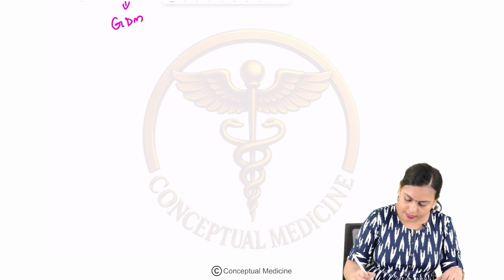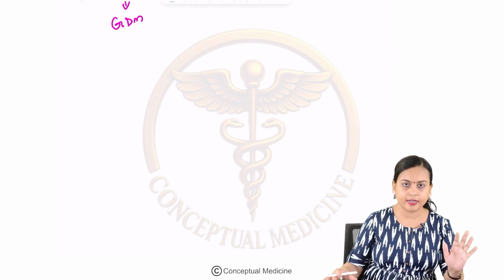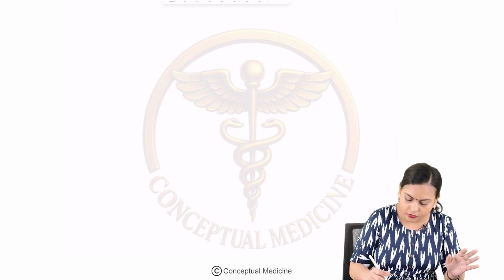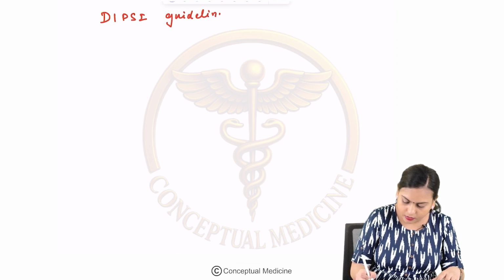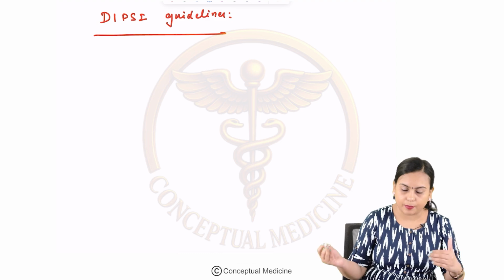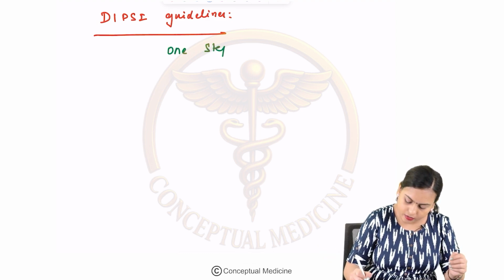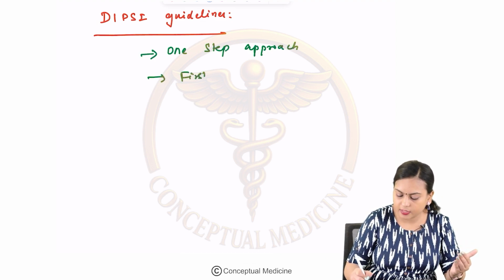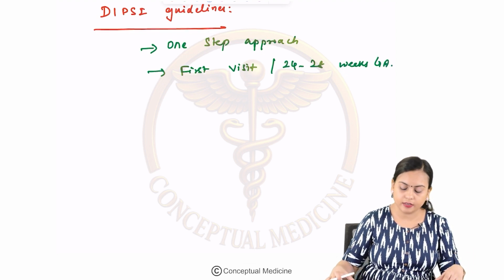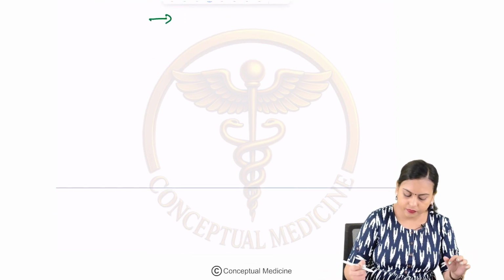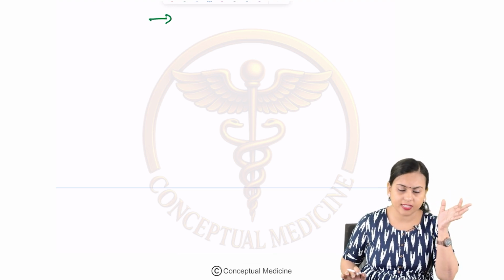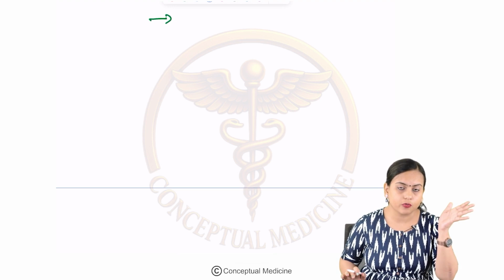Clear? Next, we will see about the DIPSI guidelines. Currently this is being followed in India. If you see the DIPSI guidelines, this is also a one-step approach. Either at first visit or you can offer it at 24 to 28 weeks of gestational age. Clear? So what you are going to do in this is, irrespective of the last meals, you are going to give 75 gram of glucose in water.